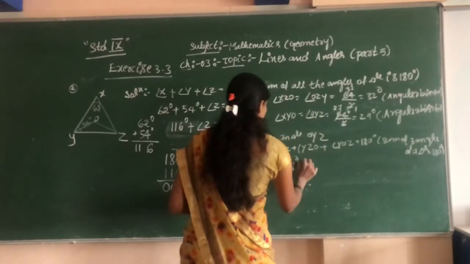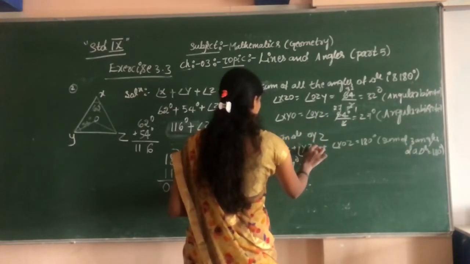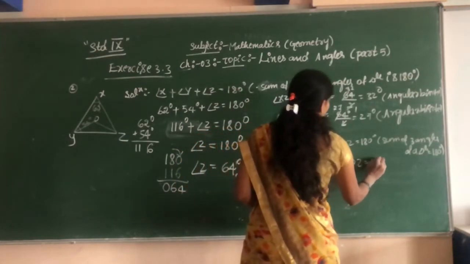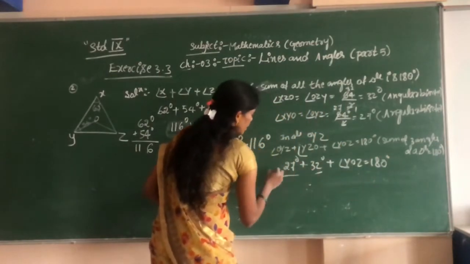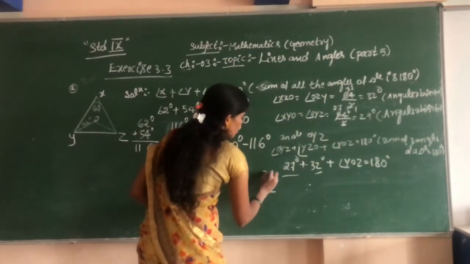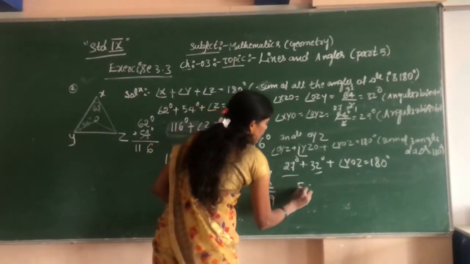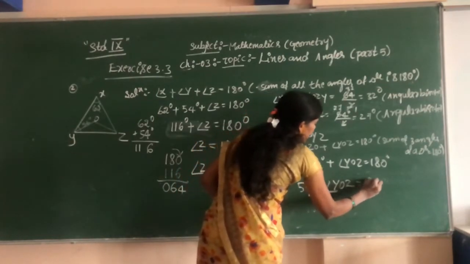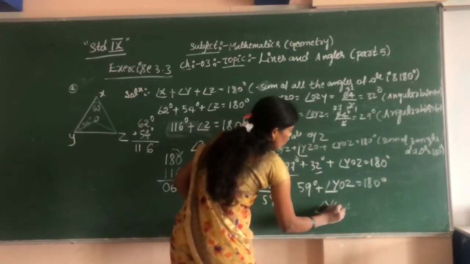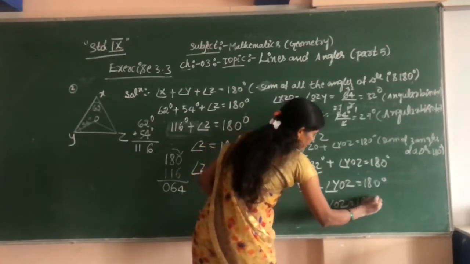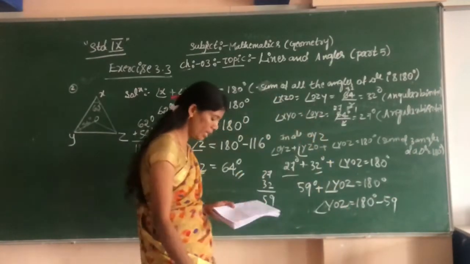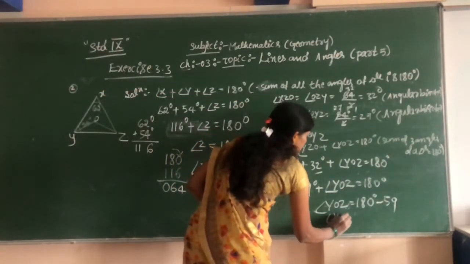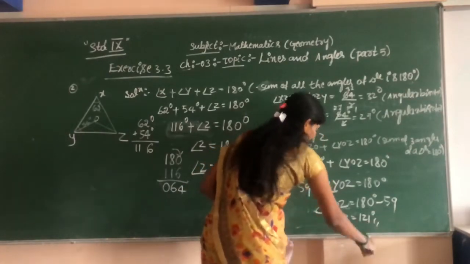Angle OYZ plus angle YZO, 32 degrees, plus angle YOZ is 180 degrees. You should add 27 and 32. 27 plus 32 is 59. 59 degrees plus angle YOZ is equal to 180 degrees. Angle YOZ is equal to 180 degrees minus 59. How many? So 121. Angle YOZ is equal to 121 degrees.